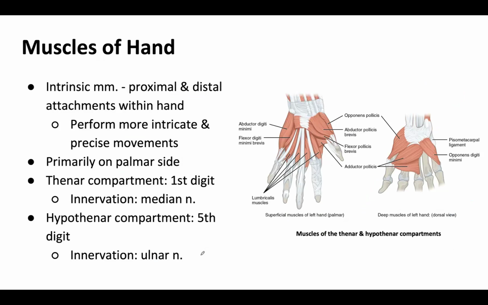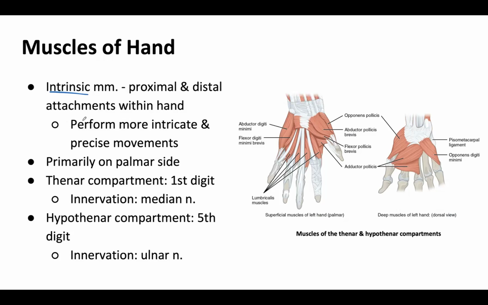Lastly, let's do a quick review of the muscles of the hand. There are very, very many of these. These muscles are what's referred to as intrinsic, meaning they have both their proximal and distal attachments entirely within the hand. And these help with the more intricate and precise movements that are so important in the hand.